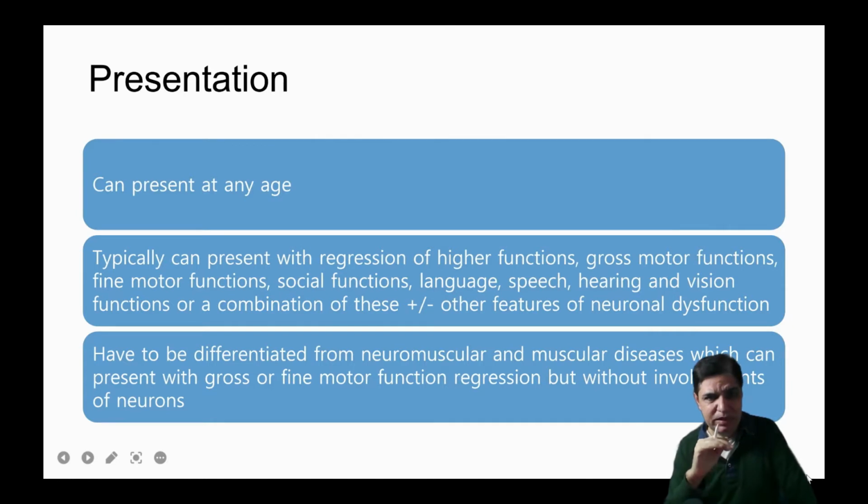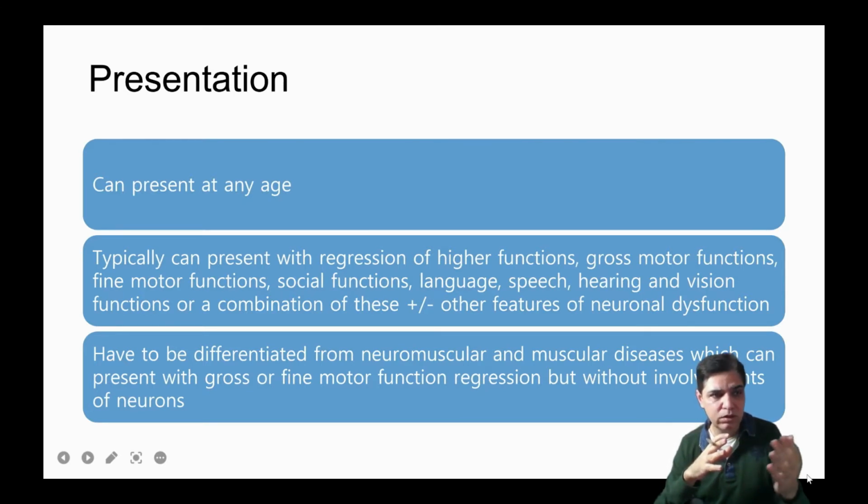Now, typically, irrespective of whatever the disorder, they can usually present with a regression of the higher functions. So higher functions like thinking and problem solving can regress. That would lead to a decline in academic performance. That would sometimes lead to a decline in social performance as well. It might also lead to a regression of gross motor function.